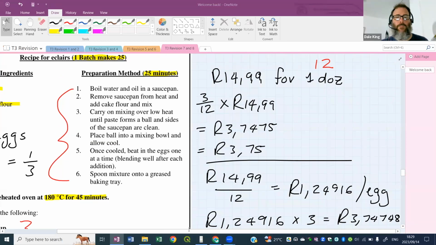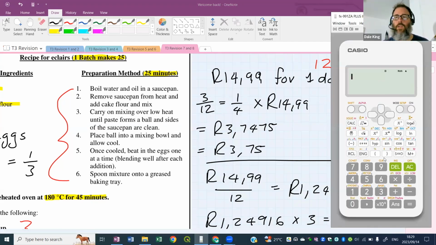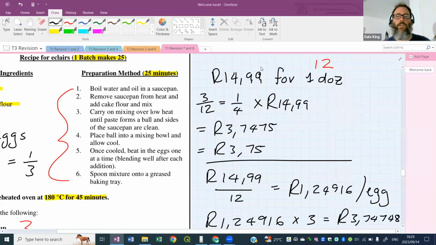So this fraction that I had here, I'll move this over, is 1/4. So we can say 1/4 of $14.99. If I said 1/4 of $14.99, I'll show you quickly, it gives me 3.75.